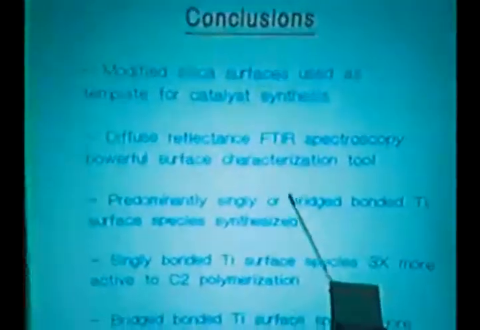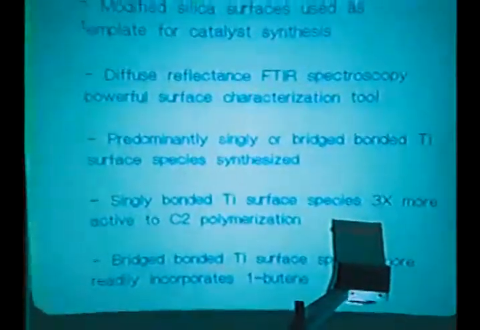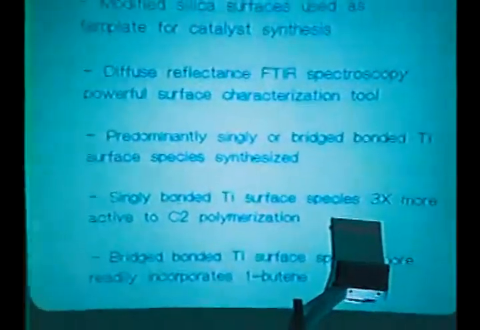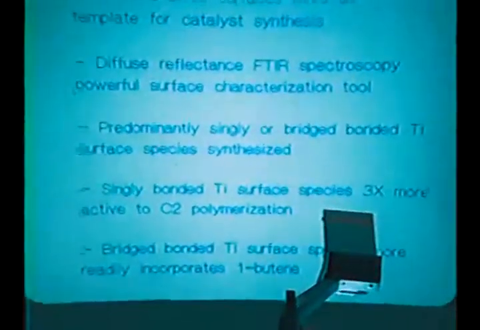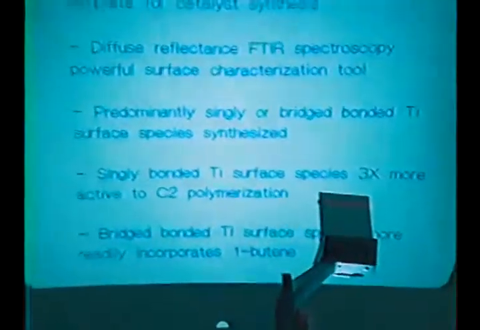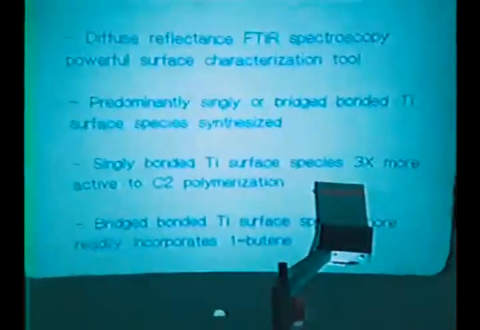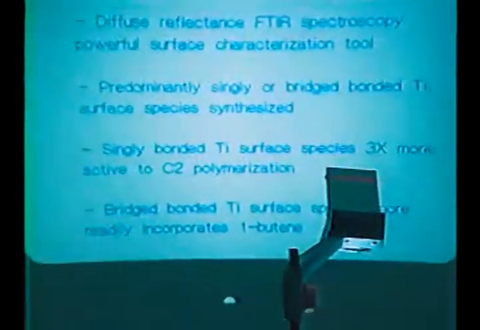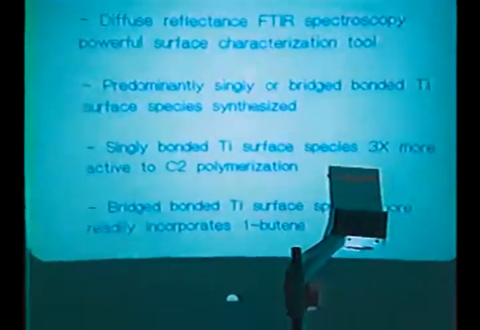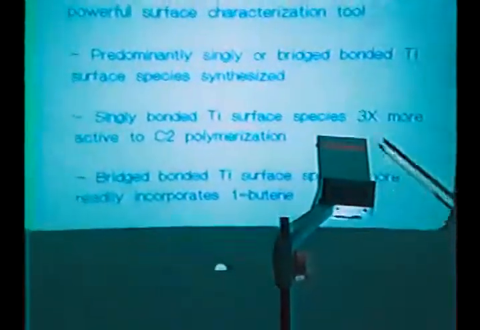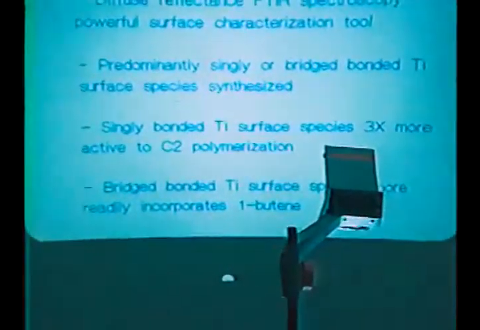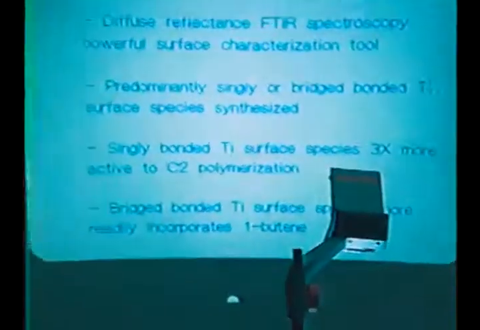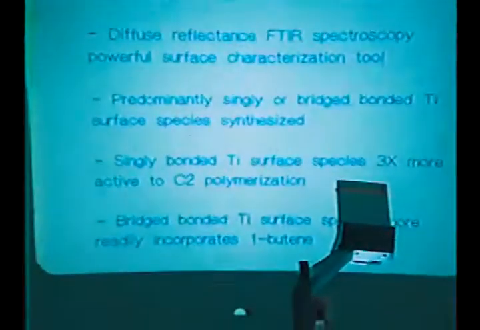Again, we can make predominantly singly or bridge-bonded titanium surface species by selective modification of certain types of functional groups before reaction. The singly bonded titanium surface species are 3.5 times more active for ethylene homopolymerization compared to the bridge-bonded species. However, the bridge-bonded species seem to incorporate 1-butene more readily.